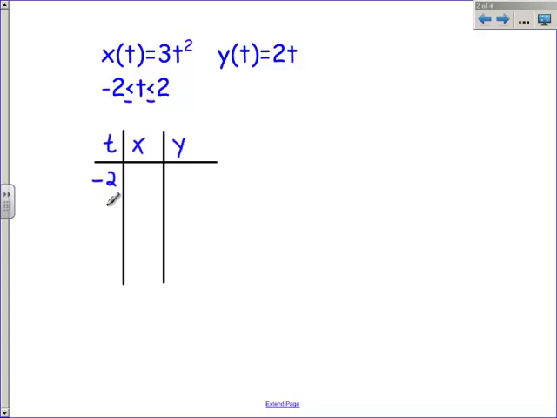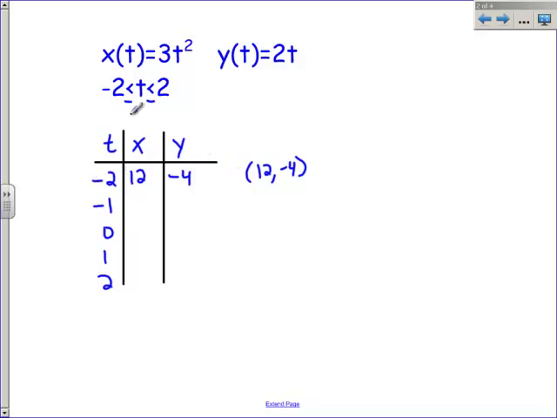So we're going to have t going from -2 to 2, and we're going to get our x coordinate by plugging those values for t into this x equation, 3t squared. So if you take -2 and you square it, you get +4 times 3 is 12. And then for the y coordinate, you plug in -2 into the y equation. So that would be 2 times -2, which is -4. And there's our first point, 12, -4. So at time t equals -2, we're at a specific point.